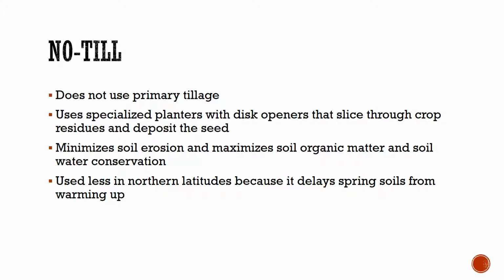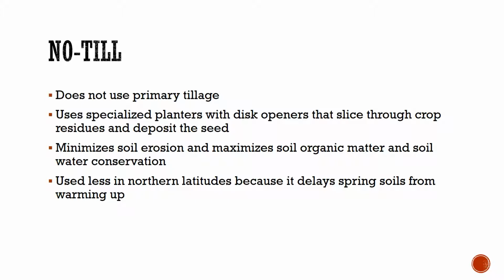No-till is our next type of tillage system that we'll talk about. This is a system that does not use any sort of primary tillage because it really maximizes soil organic matter and minimizes soil erosion and helps conserve water within our soil. So if you no-till, you have to use a special planter that will open up the seed bed for where you want the seed to be deposited into.